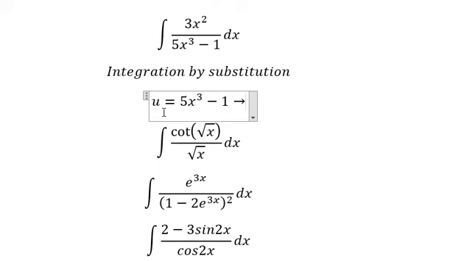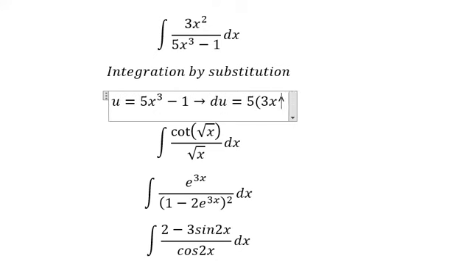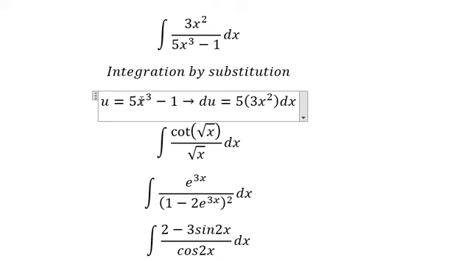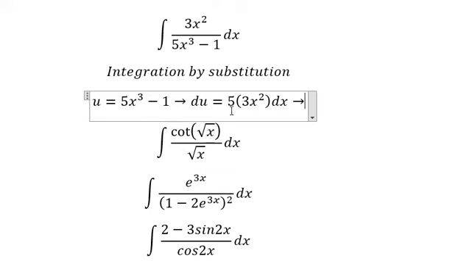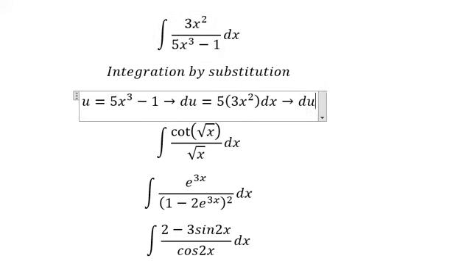So if I take the first derivative of both sides, you get du equals 5 multiplied by 3s squared ds. The first derivative of s to the power of 3 is 3s squared. The first derivative of negative 1 is 0. Next, because we don't have the number 5 in here, we need to divide both sides by 5.